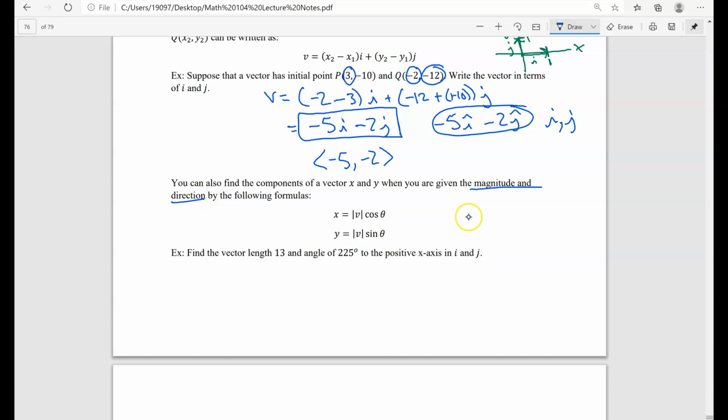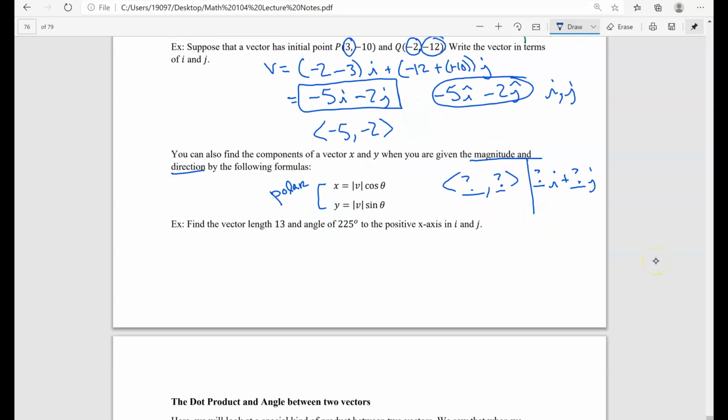So if you're just given the magnitude and direction, you can actually find the components. If I don't know what these components are, or if I were doing i and j, but I know what their magnitude and direction are, then I can just do it. So x is equal to the magnitude of v cosine theta, and y is equal to the magnitude of v sine theta. So this looks very familiar, right? Because this is basically the polar formulas. Just instead, we replace the r with the magnitude, because r is just the magnitude.